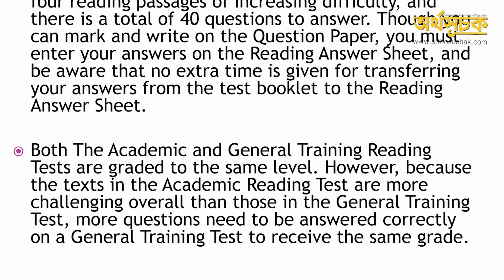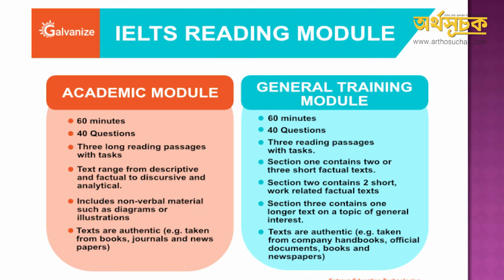However, because the text in the academic reading tests are more challenging overall than those in the general training test, more questions need to be answered correctly on a general test to receive the same grade. কিন্তু জেনারেল টেস্টে আপনার বেশি কোয়েশ্চেনের আনসার কারেক্ট হতে হবে দেন দ্য একাডেমিক ওয়ান. সো these are the modules of both general reading tests and academic reading text.